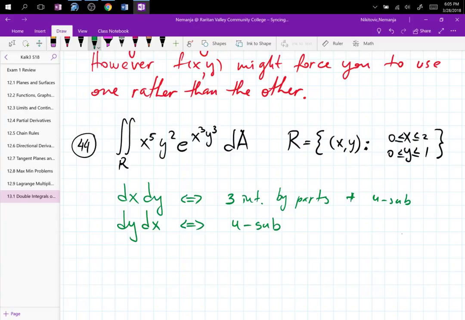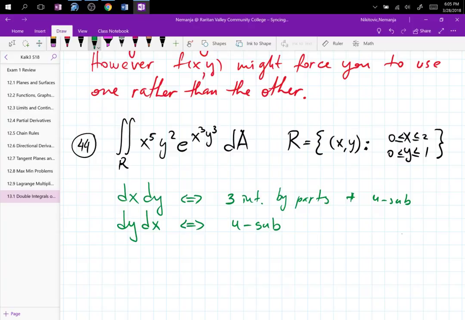But if I go the other way, the derivative of x cubed is x squared, and I have x to the 5. I have 3 extra x's. And the way you get rid of them is by parts, because every by parts knocks out one of them. So you have to do 3 by parts to knock this down to 2 so that you can use it with this one to use u-sub.